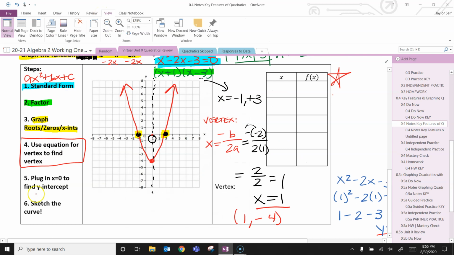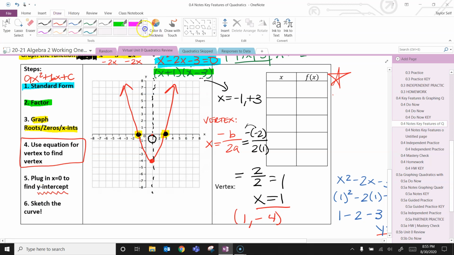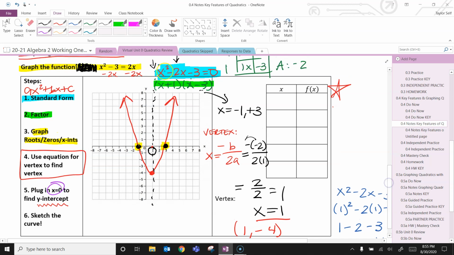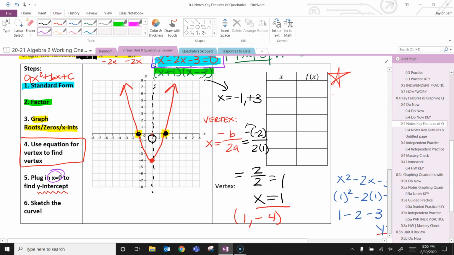If you wanted to find the y-intercept, let's just do that really quick. If you want to find the y-intercept, you would plug in x equals 0. So again, we have our equation right here, x squared minus 2x minus 3. If we want to find the y-intercept, we plug in x equals 0, minus 2 times 0, minus 3. And this is always true. This is really important to know, y'all. Y-intercept, x equals 0. We're going to keep going back to that all year.